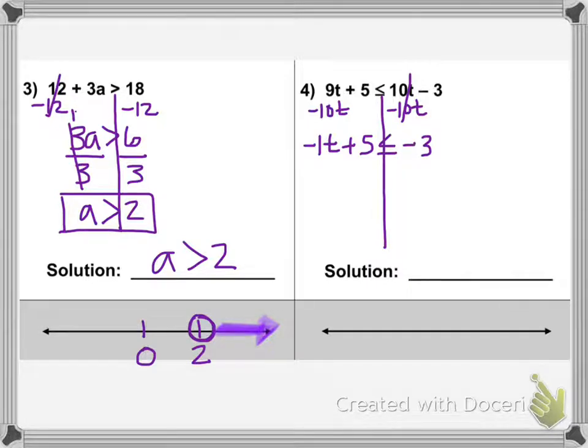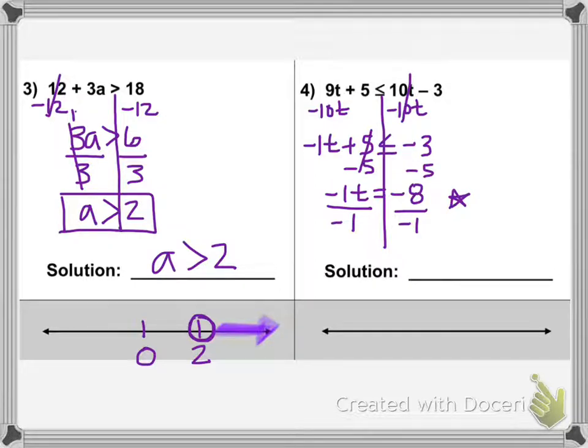Now we've got to move our constants to the other side. So to move that 5 over, we're going to subtract it on both sides. 5 minus 5 is 0. I've got -1t on the left, and on the right -3 minus 5 is -8. Now I've got to get rid of that -1 coefficient. We're going to get rid of that by dividing. So I'm dividing both sides by a -1. Put your little star to help you remember, hey, I've got to flip that symbol.